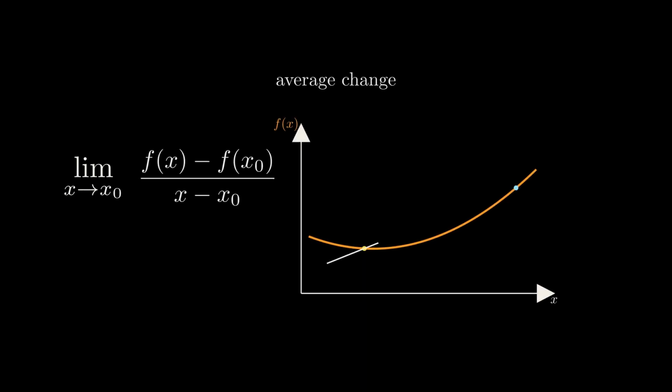The second idea is the limit. By taking the limit as x tends to x0, we force these two points to get closer and closer. The distance between them becomes smaller and smaller. In this way, the average change becomes an instantaneous change.